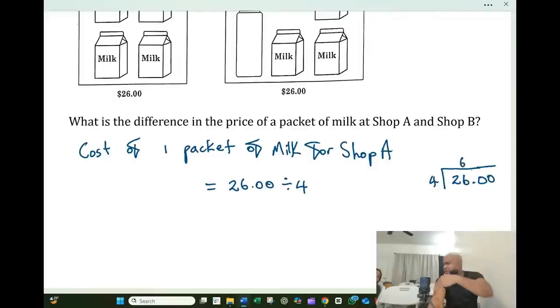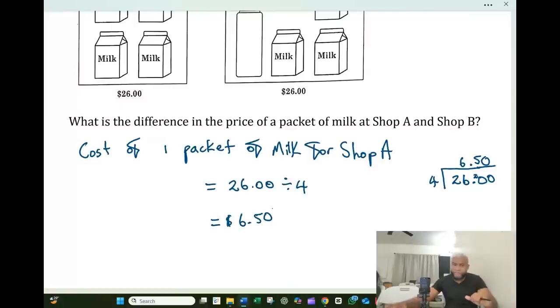Now we're not going to do long division, because you will simply get a remainder of 2, and you can simply put the 2 by the 0 here. 4 into 20. Now we bring up our decimal point, and make sure you line up the decimal points. 4 into 20 would be 5. 4 into 0 would be 0. So $6.50 would be the cost of 1 packet of milk in Shop A.